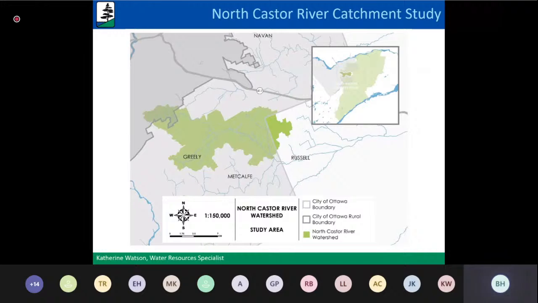So this is a map of the study area and the North Castor catchment. The majority of the catchment falls within the city of Ottawa, and the headwaters are actually within the communities of Finley Creek and Greeley, just on the west side. And then the river flows downstream just north of Metcalfe and eventually joins up with the Castor River near Russell and flows on to the South Nation River and onto the Ottawa River after that.